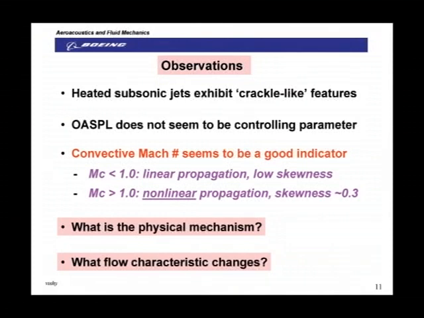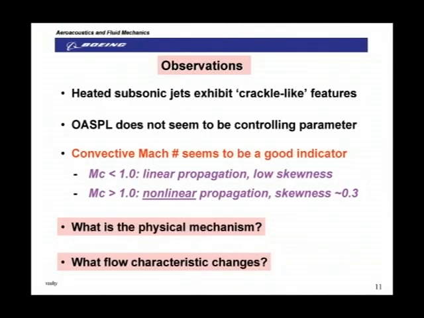So let me make some observations. Heated subsonic jets exhibit crackle-like features, and surprisingly, the overall sound pressure level does not seem to be the controlling parameter for the onset of nonlinear propagation. However, the convective Mach number seems to be a good indicator for quantifying nonlinear propagation. When the convective Mach number is less than 1, you have linear propagation and low skewness values typically of the order of 0.1 or less. But when the convective Mach number goes slightly supersonic or above supersonic, you have nonlinear propagation and the skewness values 0.3 or above.